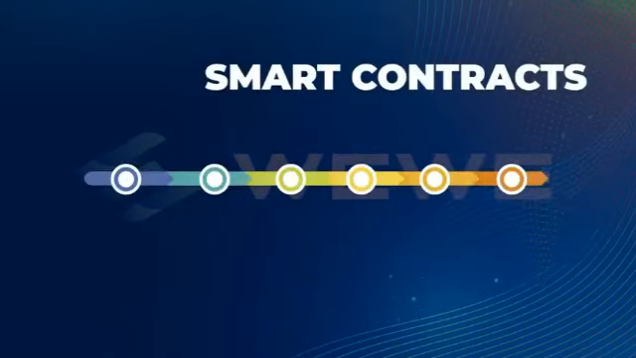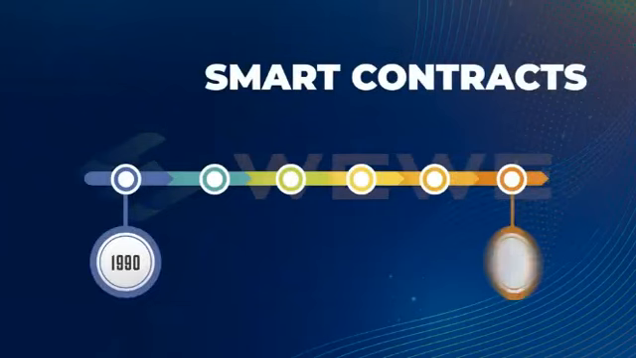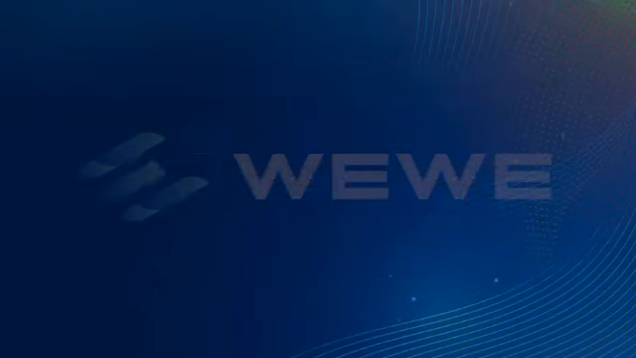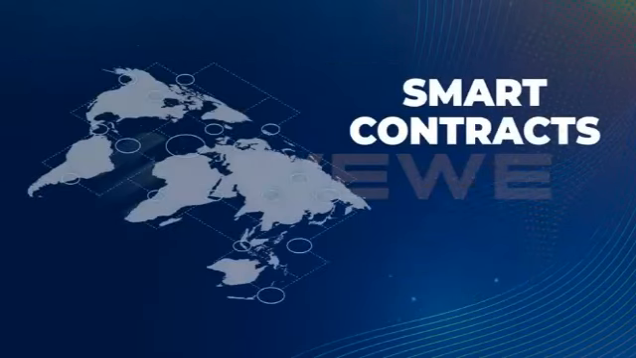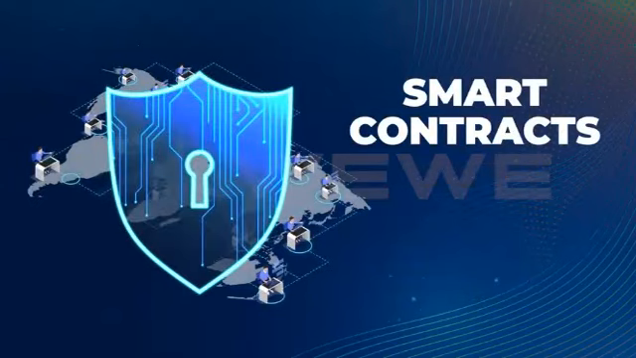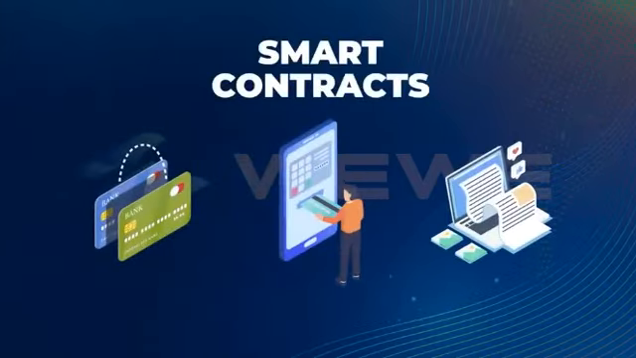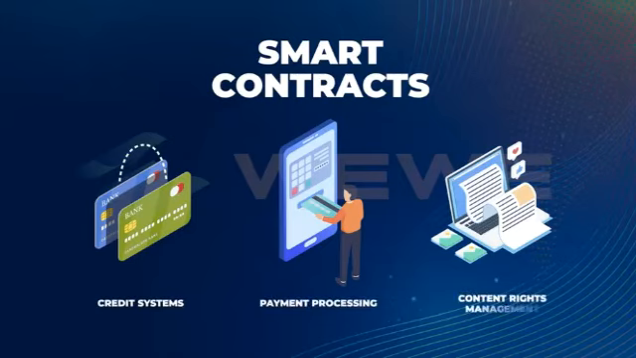Smart contracts were first described in the 1990s by the computer scientist Nick Szabo. At the time, he defined the smart contract as a tool that formalizes and protects computer networks by combining protocols with user interfaces. Szabo talked about the potential use of smart contracts in various fields involving contractual agreements, such as credit card systems, payment processing, and content rights management.